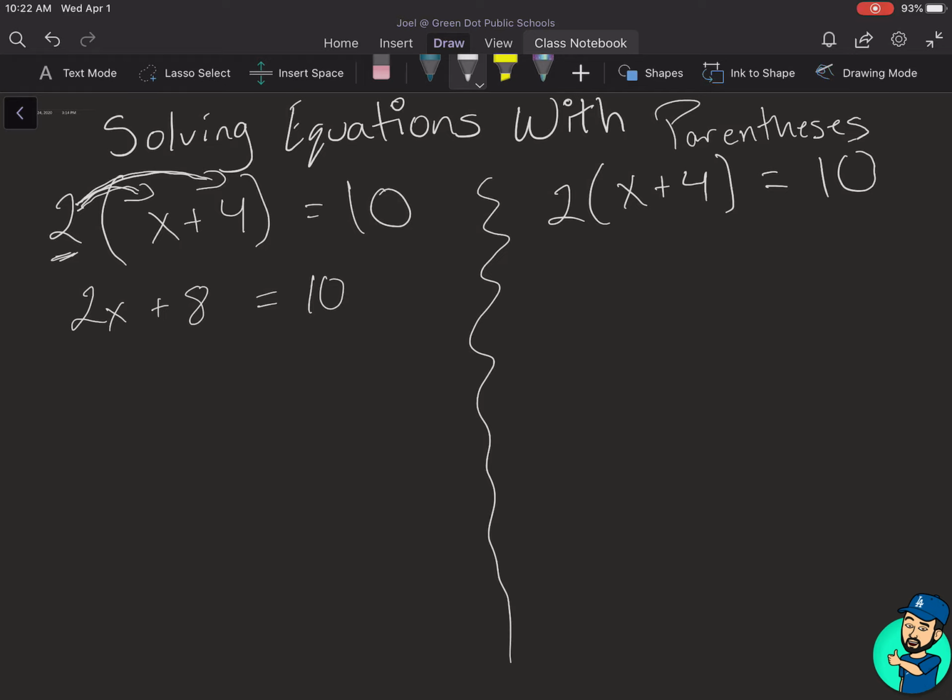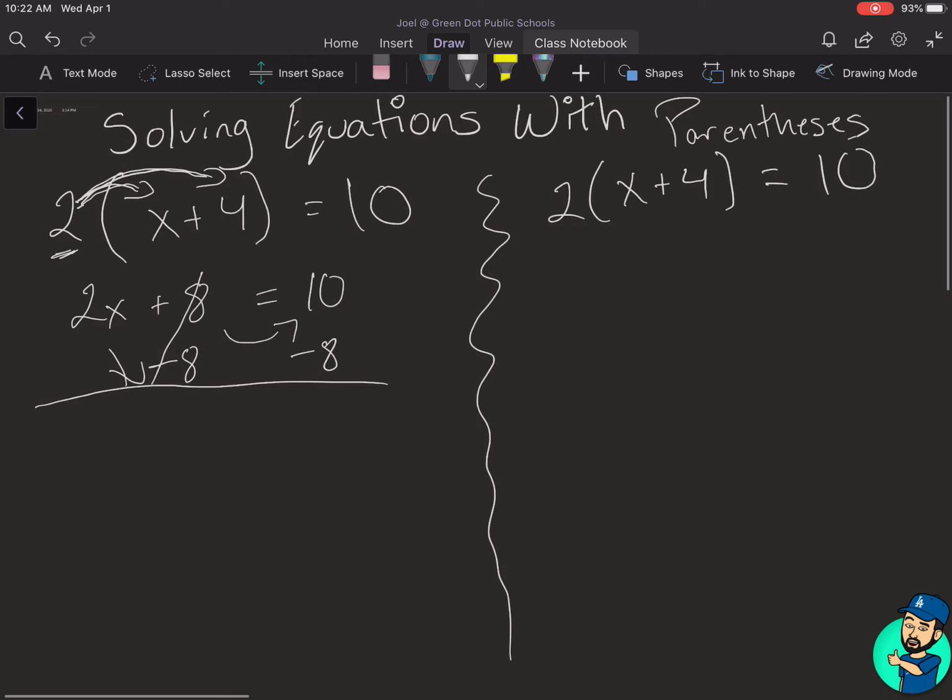Now, just like we did when solving two-step equations, we first have to move that positive 8 to the other side of the equal sign. I would need to use an inverse operation. What is the inverse operation of positive 8 or adding 8? Subtracting 8 or negative 8. Now 8 minus 8 is 0. Now I bring down my 2x. I bring down the equal sign. And 10 minus 8 equals 2.